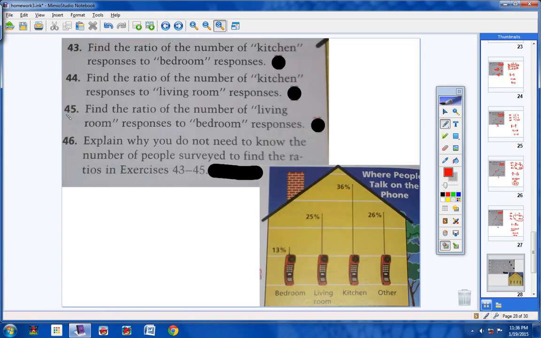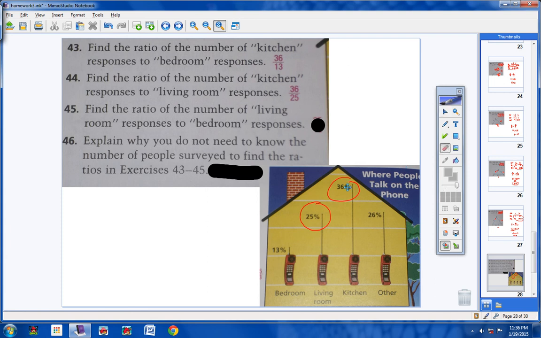Alright, moving on to numbers 43 through 46. Find the ratio of kitchen responses to bedroom responses. Well, this is really easy. Kitchen, bedroom, 36 to 13. Piece of cake, 36 to 13. Number 44. Kitchen to living room. Kitchen to living room, 36 to 25.